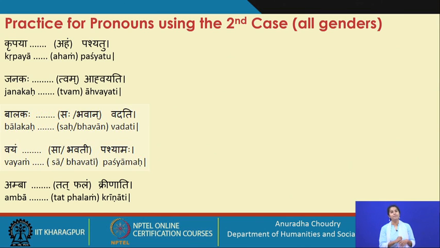In the case of the feminine, vayam sa pashyamaha would be vayam tam pashyamaha. Very good. And then if you have the respect form, it will be vayam bhavatim pashyamaha. Vayam kim kurma? Vayam bhavatim pashyamaha. And then we have another one, which is amba tat phalam krinati. She is buying. Krinati means to buy. So amba kim karoti? Amba tat phalam. It stays the same. Krinati.